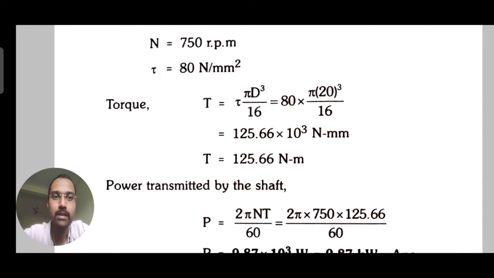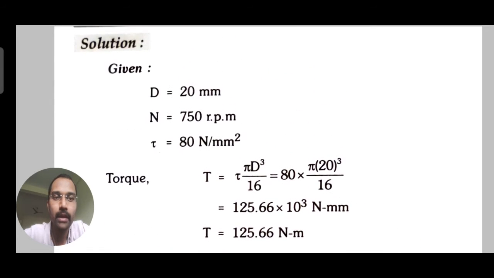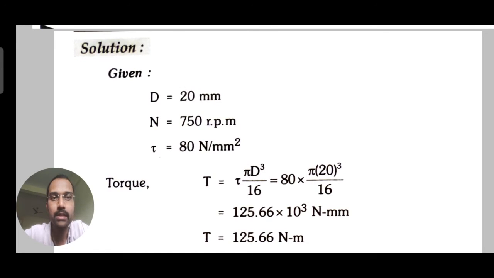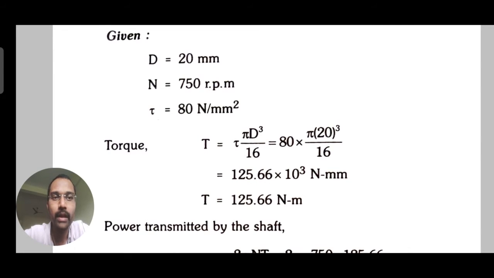In this, the unknown thing is the power, which you have to calculate. N we already know, but we don't know the torque T. So to calculate T, we use the formula based on strength: torque T equal to tau into pi d cube by 16. We know the diameter is 20 and the tau value is 80. Substituting this, finally you get the value as 125.66 into 10 to the power of 3 Newton mm.